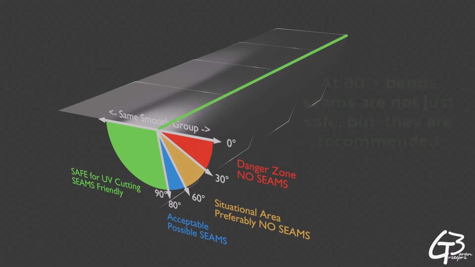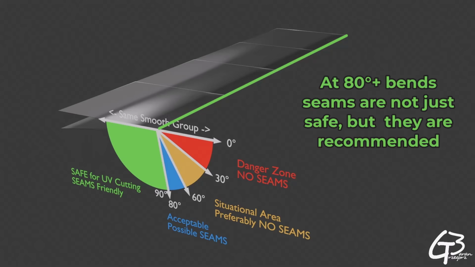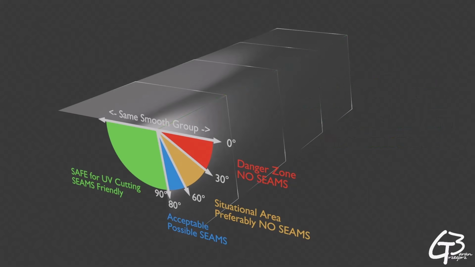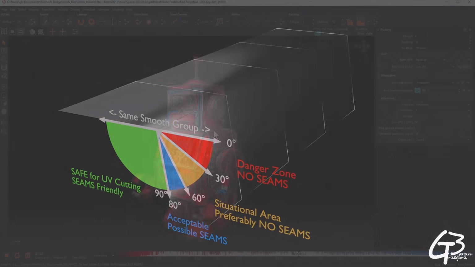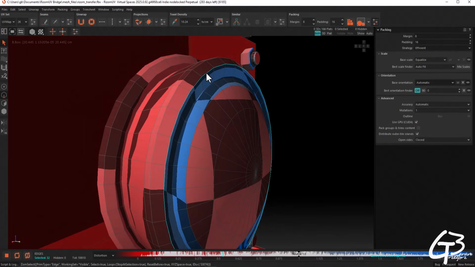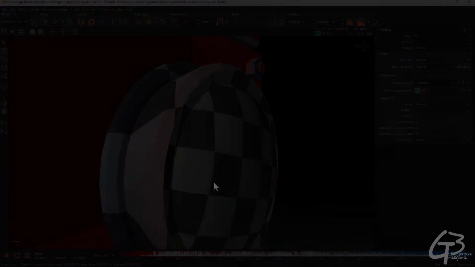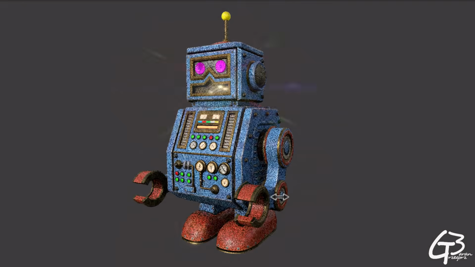Anything above 80 degrees is safe for UV cutting and even recommended for hard surface assets. These are our clean corners and hard edges. Cutting at these angles helps isolate shading discontinuities and prevents normal map artifacts. In hard surface workflows, this is a standard practice.